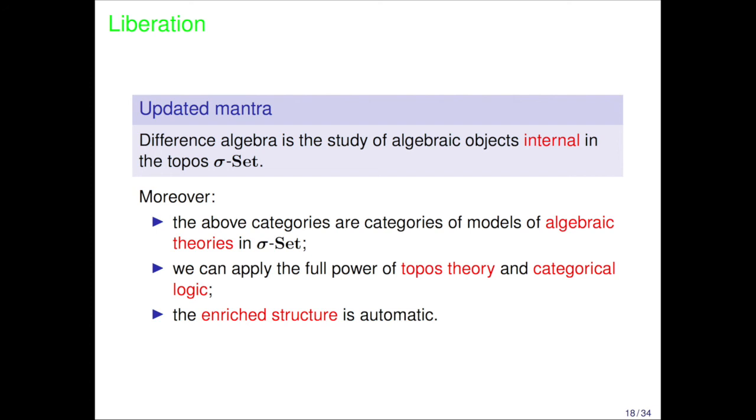From a categorical logic point of view, groups, rings, and modules are all so-called algebraic theories, which are the simplest kind of theories, and it's very good to know that these are models of very easy to work with theories. Then, as I already said, you can apply the full power of topos theory and categorical logic, where people have a huge amount of theory for building mathematics. And when you view difference algebra like this, the enriched structure I discussed is automatic.